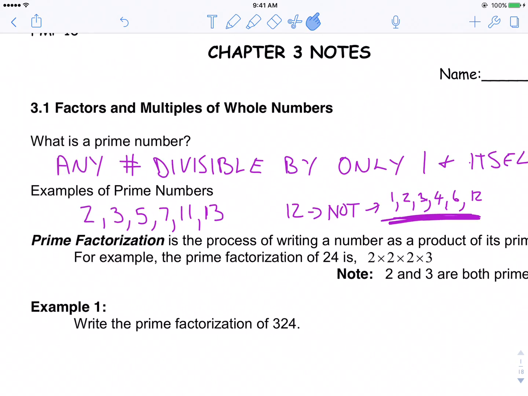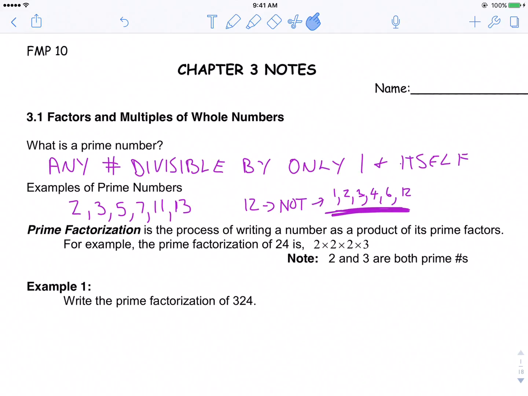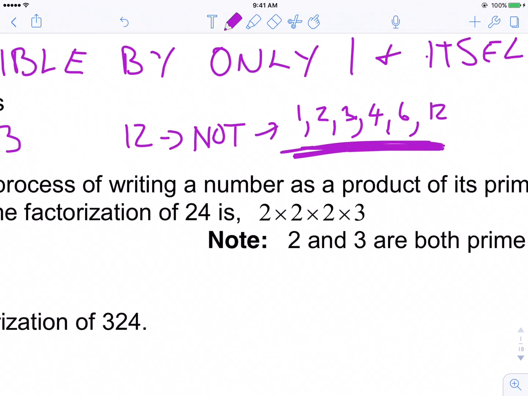Prime factorization. What is prime factorization? Prime factorization is the process of writing a number as a product of its prime factors. For example, the prime factorization of 24 is 2 times 2 times 2 times 3. Note, 2 and 3 are both prime numbers. So prime factorization is breaking a number down into a product of only prime numbers.